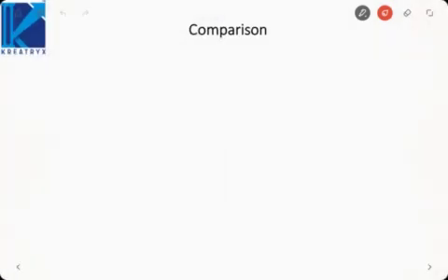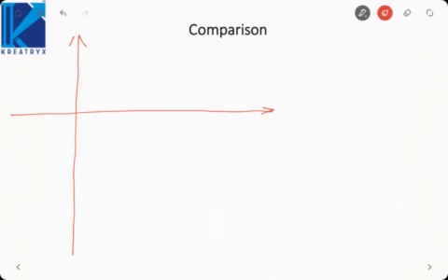Now let me draw the characteristic of ideal as well as practical switch. When we draw characteristics of switches, we consider two characteristics. One is the switch voltage, other is your switch current.